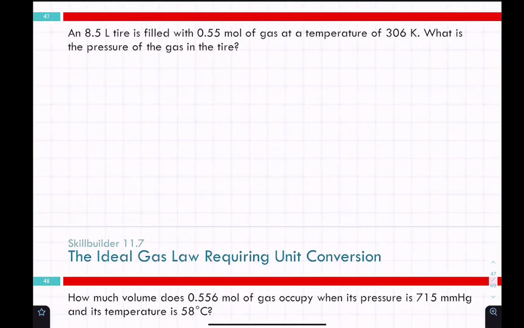So let's start this next example. We have an 8.5 liter tire filled with 0.55 moles of gas at a temperature of 306 Kelvin. What is the pressure of the gas in the tire?